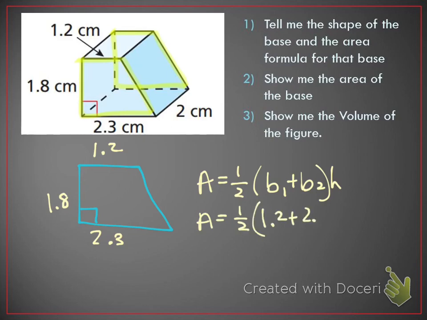1.2 and 2.3. And what is the height? What pushes apart these 2 bases? Nope. 2 has nothing to do with this trapezoid. It's 1.8. 1.8 is the distance from my 2 parallel bases. We're looking 2-dimensionally. We're not looking at the whole figure right now. We're looking at this. So 2 has nothing to do with this trapezoid. This 2 is something else. This 1.8 is the height of the trapezoid.